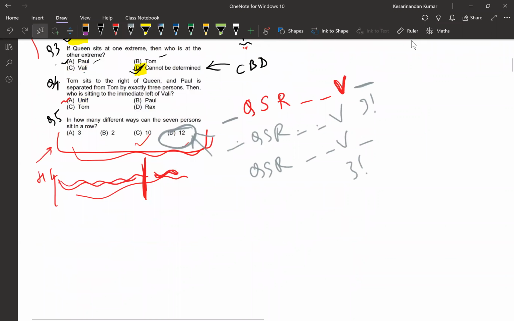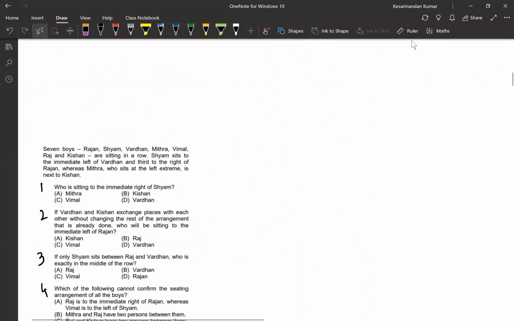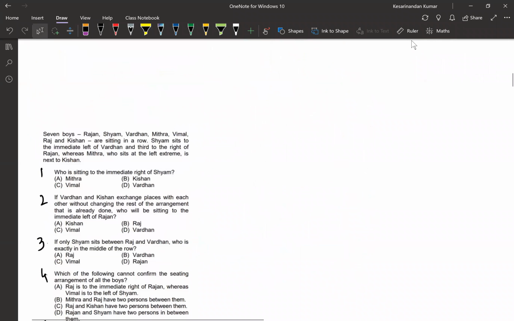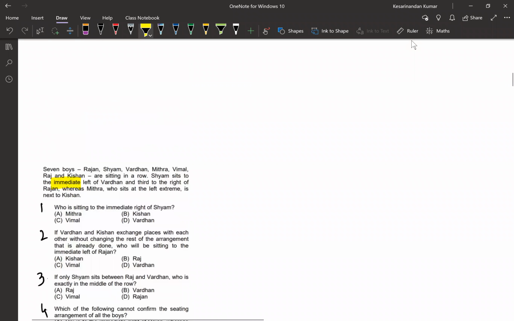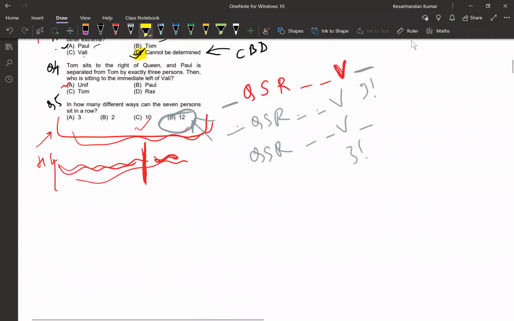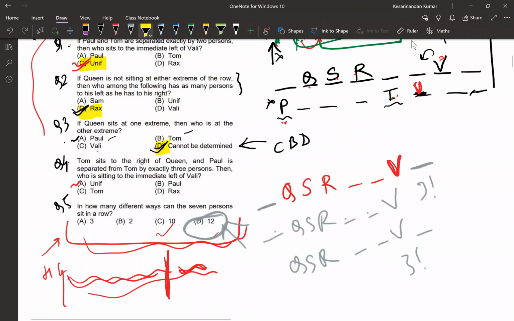Okay, let's move to the next set then, guys. This will be your set as given in the question. 7 boys are sitting in a row. The direction is not mentioned, you can take any. Sham sits to the immediate left. Like the last question, left and immediate left. I would think you guys are now clear from this question. Sits to the right, sits to the immediate right. How do we solve that one?